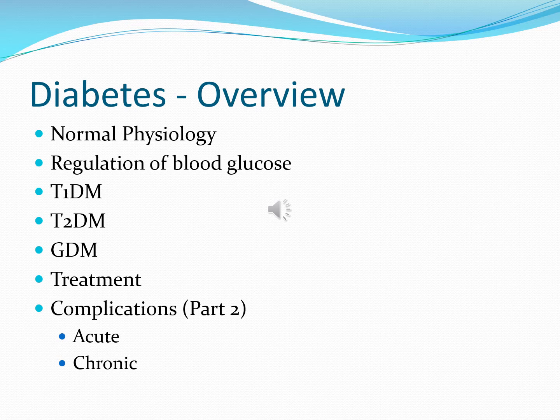So we're going to spend the rest of the lecture looking at diabetes mellitus, and we'll look at the normal physiology of how we actually regulate blood glucose. We'll then look at type 1 diabetes mellitus, type 2, and gestational diabetes mellitus. We'll look at some of the treatments, and then in the second lecture that goes alongside this, we'll look at the acute and chronic complications associated with diabetes.